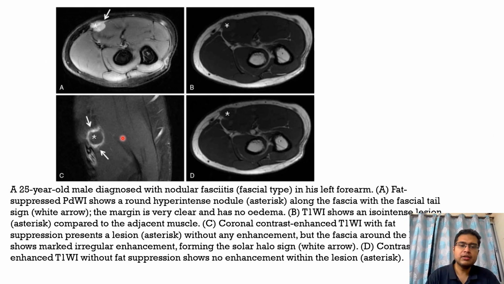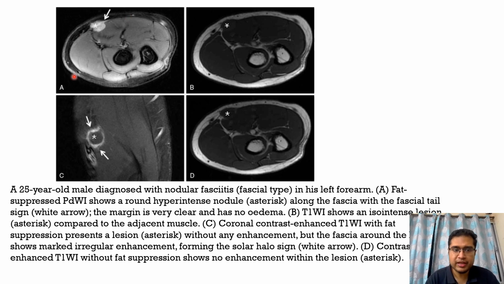So this is a fascial type of nodular fasciitis seen in a 25-year-old male in the left forearm. As we can see, this is a very superficial lesion and the patient first presents for ultrasound. So you have to think of this possibility of nodular fasciitis on ultrasound as well.